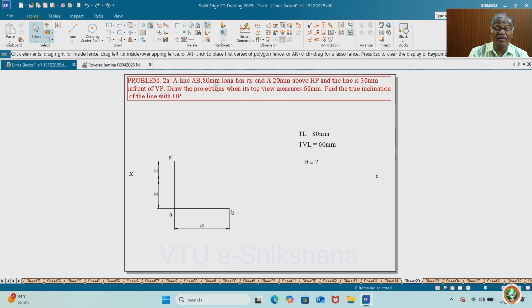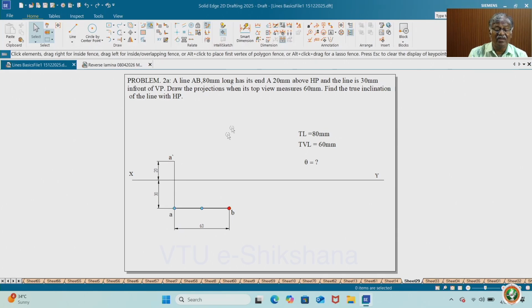A line AB 80 mm long has its end A 20 mm above HP and the line is 30 mm in front of VP. Draw the projections when its top view measures 60 mm and find the true inclinations of the line. So whenever a line is parallel to a particular plane, on that plane you get the true length. Here is the standard problem we have worked out already.